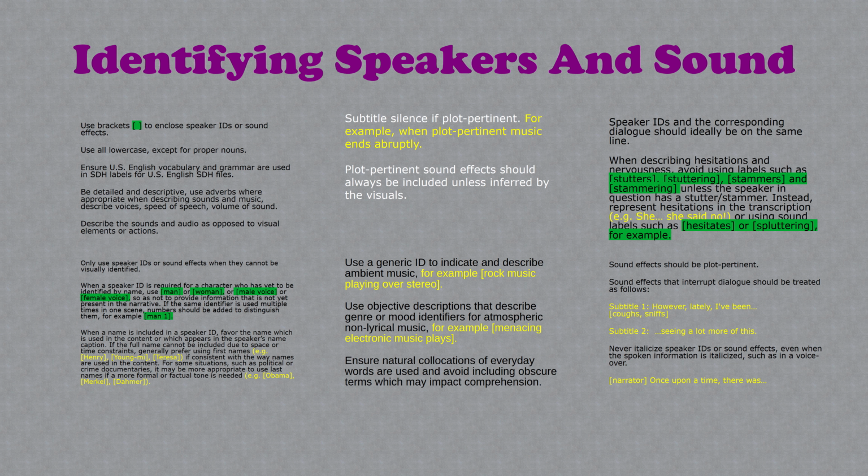When describing hesitations and nervousness, avoid using labels such as stutters, stuttering, stammers, and stammering, unless the speaker in question has a stutter or stammer. Instead, represent hesitations in the transcription, for example, "she said no," or using sound labels such as [hesitates] or [spluttering], for example. Sound effects should be plot pertinent. Never italicize speaker IDs or sound effects even when the spoken information is italicized, such as in a voiceover.